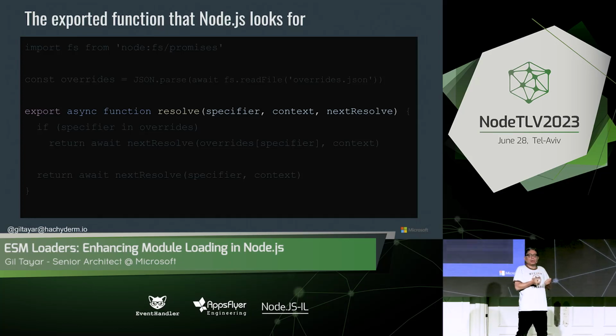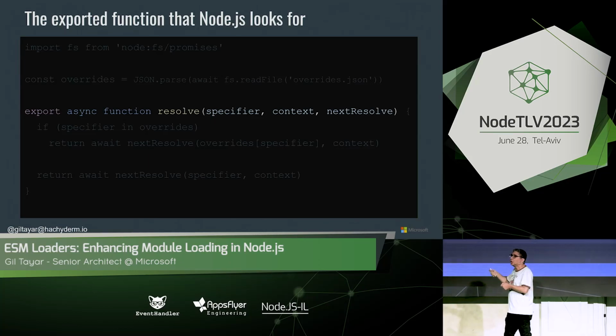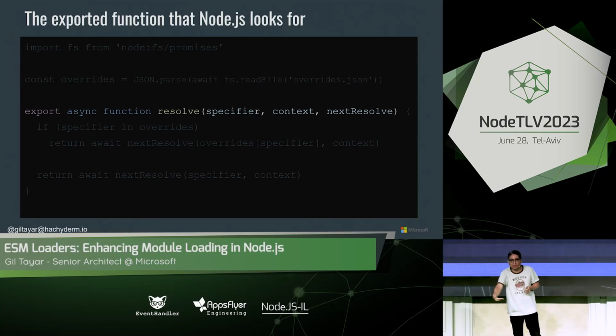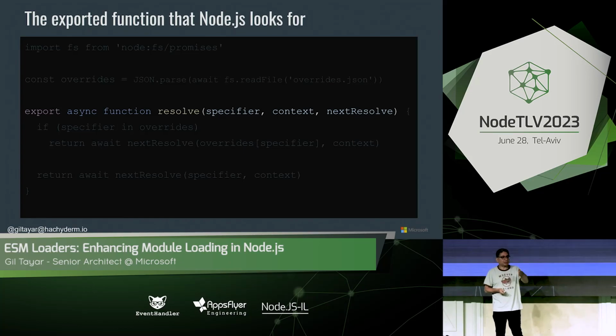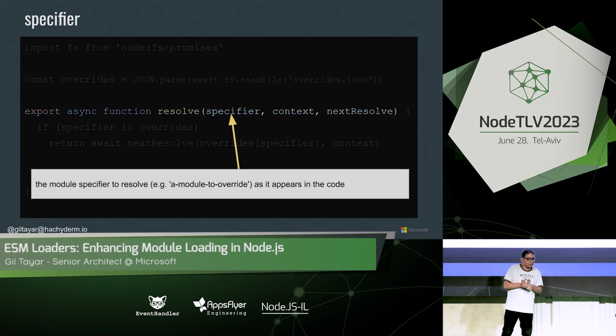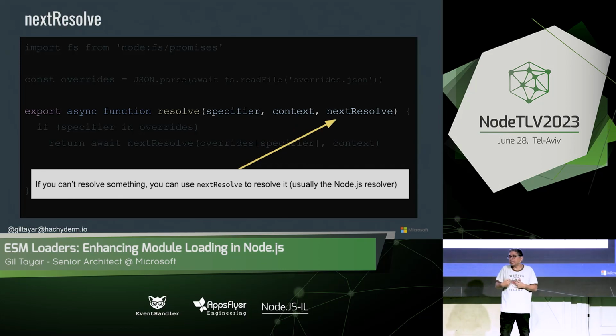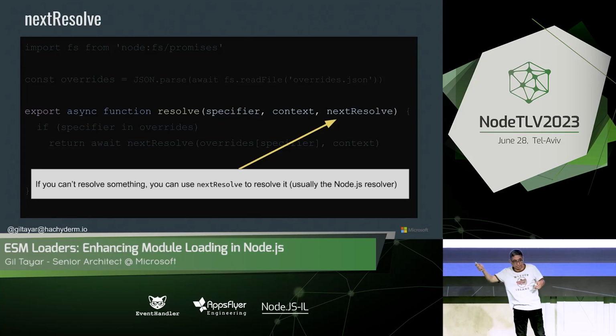Resolve. When a loader exports a function called resolve, that is the hook for Node.js to call this function when it needs to resolve a specifier. It gives the specifier, we'll talk about the parameters later. And obviously async, because ESM is an async module system. The specifier is moduleToOverride in our case. It's what is given in between the quotes when we import something. Context, we'll see later. And nextResolve is, if I don't know what to do with something, I pass it on to nextResolve. Simple chaining.